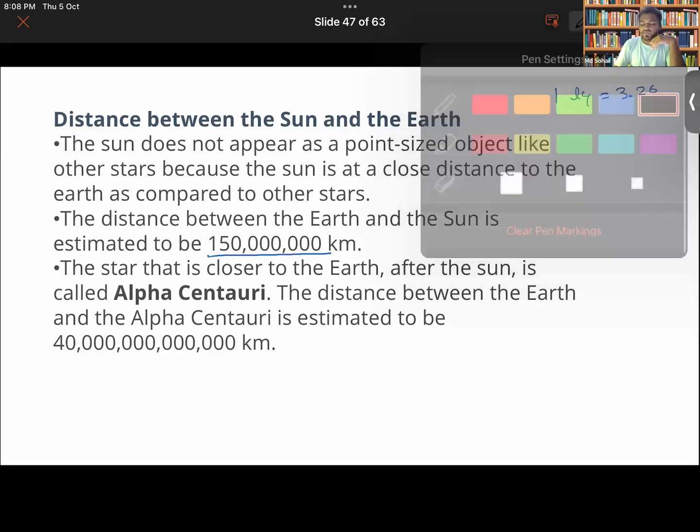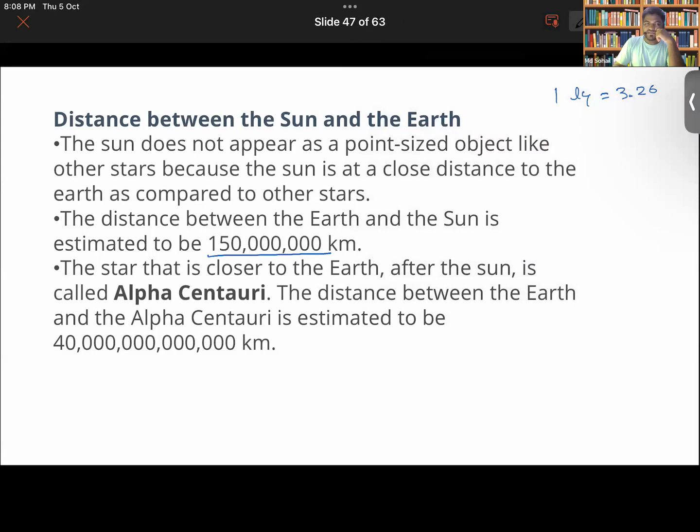Actually, 1 parsec equals 3.26 light years. It's a bigger unit. So also remember there's a bigger unit than the light year. That is 1 parsec, which is equal to 3.26 light years.